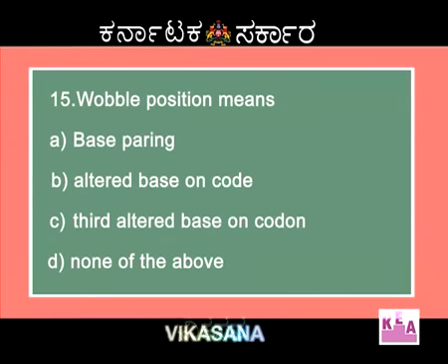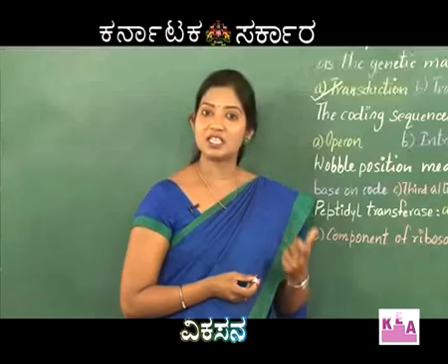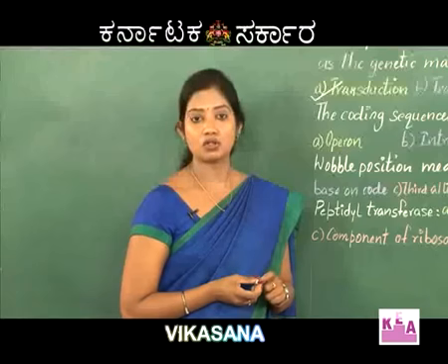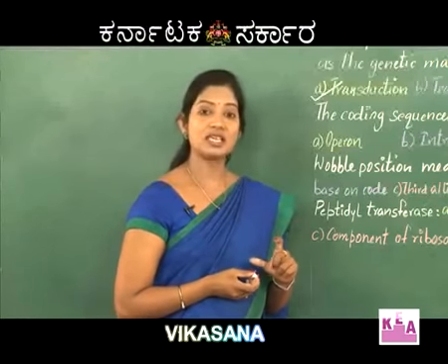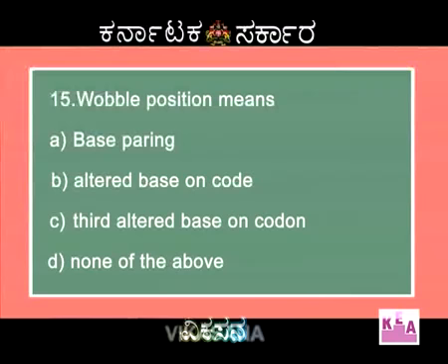Wobble hypothesis means base pairing, altered base on code, third altered base on codon, both B and C. Let us see one by one the options. Base pairing. Here the base pairing is between the anticodons of transfer RNA and the codons of messenger RNA. Both these have to be complementary. So you can see here base pairing, though it is right, is not specific.